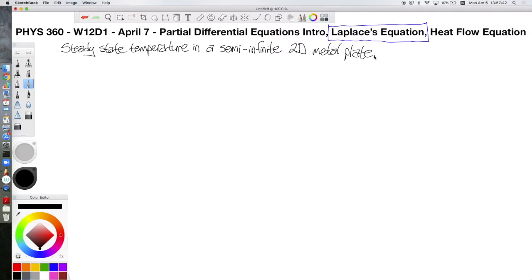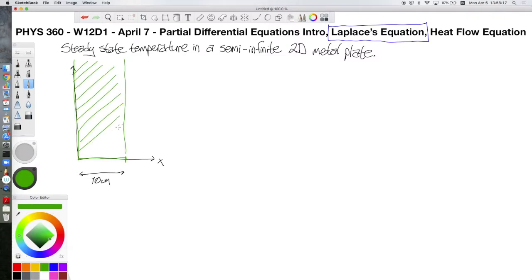We're going to study the steady state temperature in a semi-infinite two-dimensional metal plate. So we're going to arrange this metal plate as follows. The plate will have a width of 10 centimeters. So this distance right here is 10 centimeters. And the plate will extend up to infinity in the y direction, where all of this area that I'm shading in green represents the metal plate.